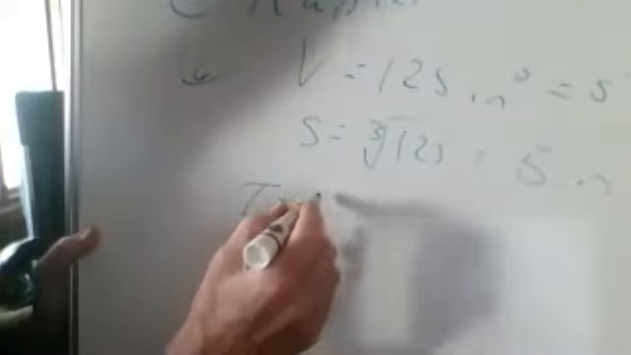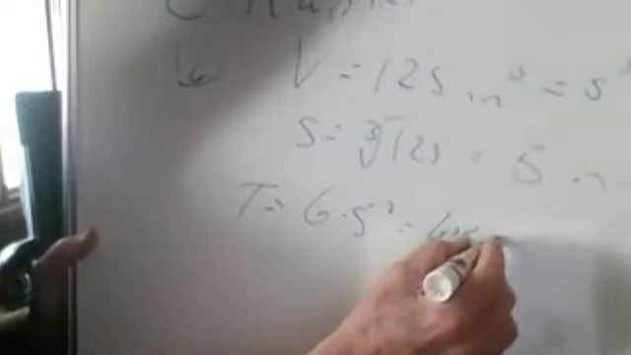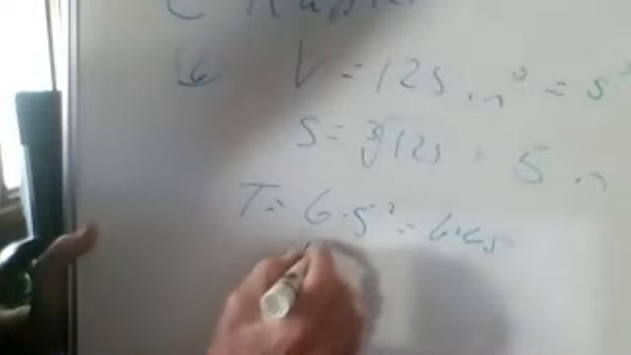We want to find the surface area. So the surface area is going to be 6 squares, okay? Each of those squares is 5 squared. So that's 6 times 25, which is 150 inches squared.